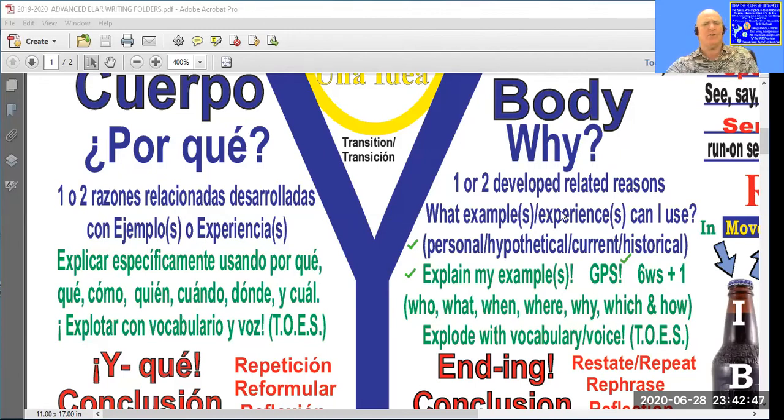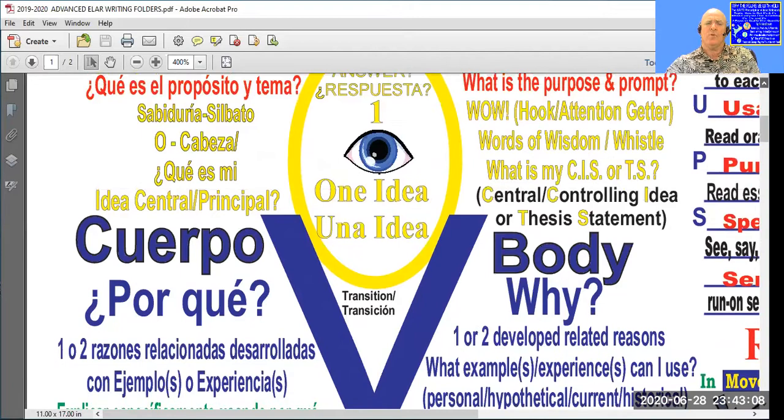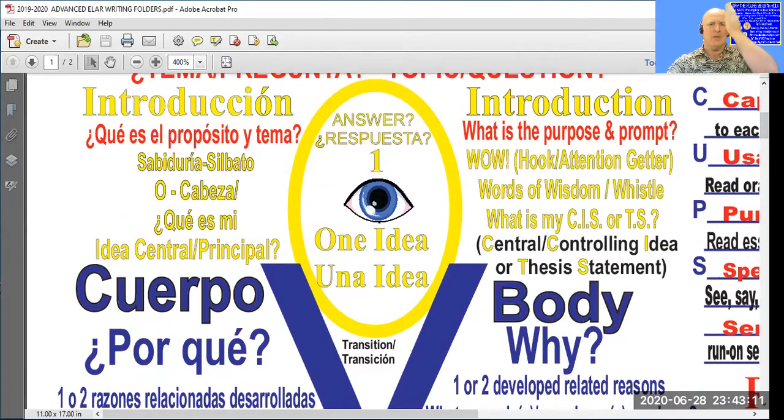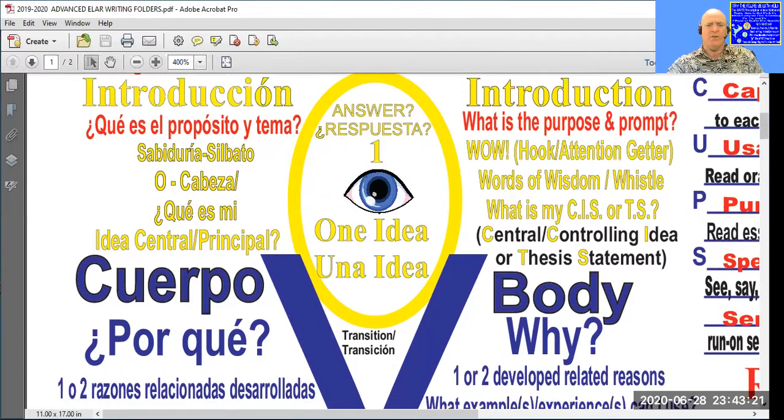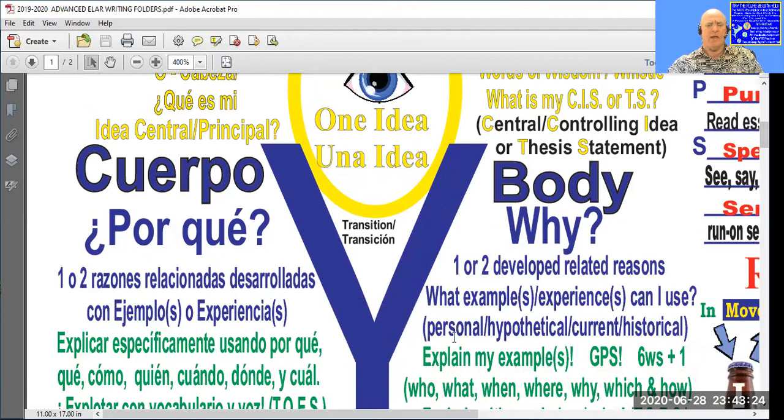A current event example about the topic, or a historical one. And one thing that might help your kids remember those 4 types of examples that I use is, if you notice, when you're doing expository, there's supposed to be one idea about the topic. And so sometimes pirates have one eye, and I want you to think of pirates then when I come up with an acronym.